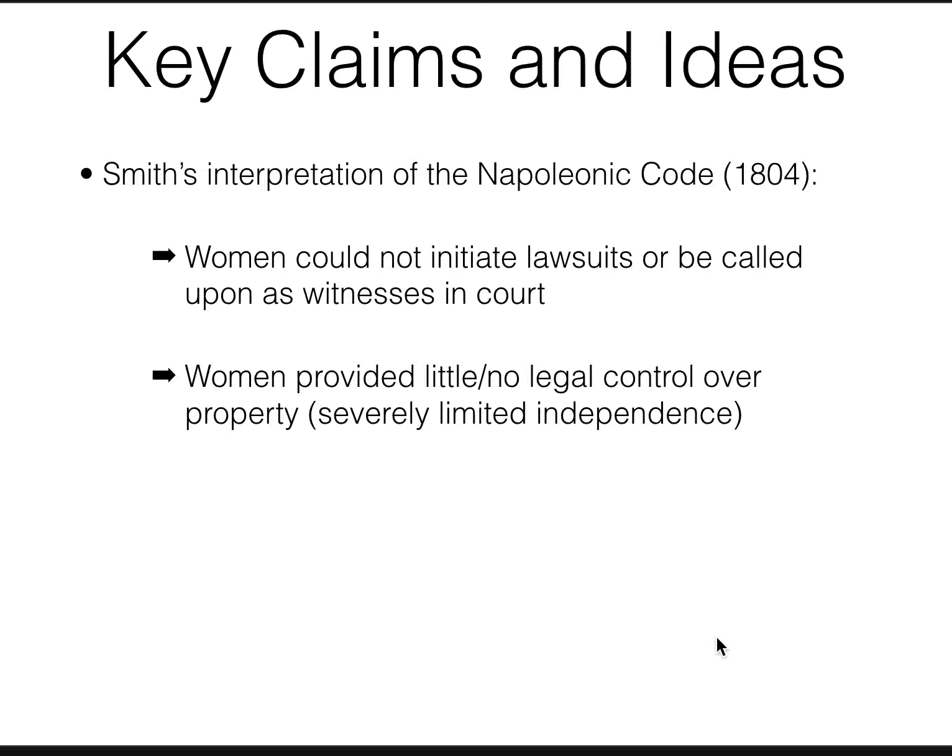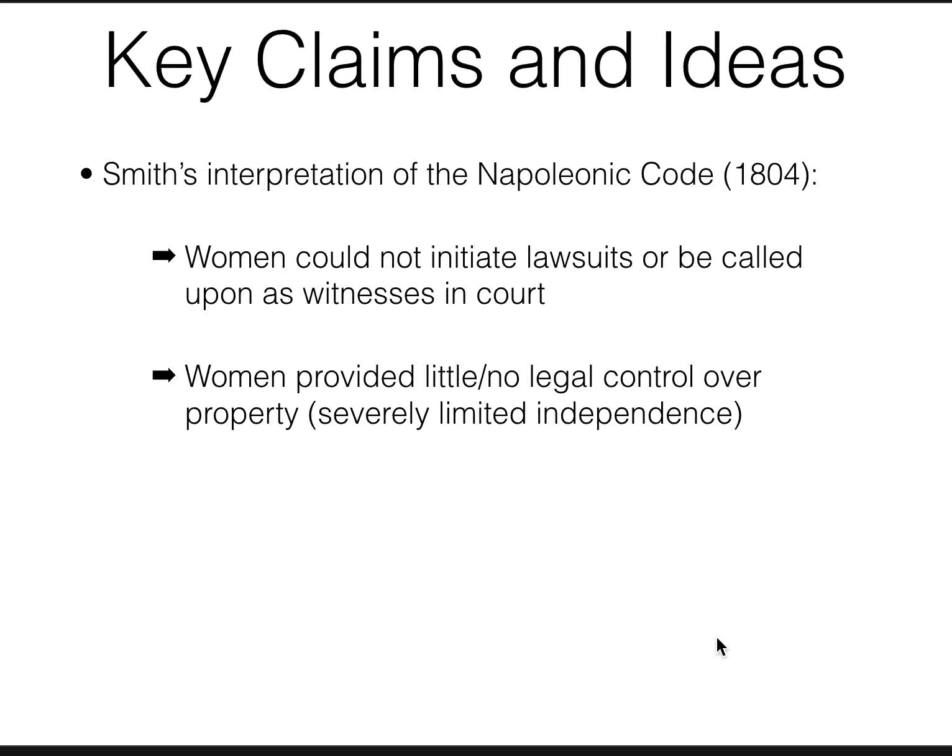Secondly, she shows that the code provided little to no legal control over property for women. What that means essentially is that men had all of the legal rights to property, so land and so on. That means a woman couldn't go and buy and sell property in the same way that men could. For her, that suggested there were obvious limitations on how independent a woman could be. If their property was tied to men, then they had to have a man in the picture to have property. So many women couldn't develop their own economic freedom.